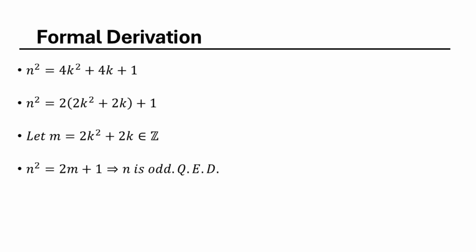Expanding the expression, we get n squared equals 4 times k to the power of 2 plus 4 times k plus 1. We can now factor out a 2 from the first two terms. This gives us n squared equals 2 times (2 times k to the power of 2 plus 2 times k), and then plus 1 outside the parentheses. Because integers are closed under addition and multiplication, the part in the parentheses is just another integer, let's call it m. Thus, n squared equals 2 times m plus 1. By definition, n squared is odd.